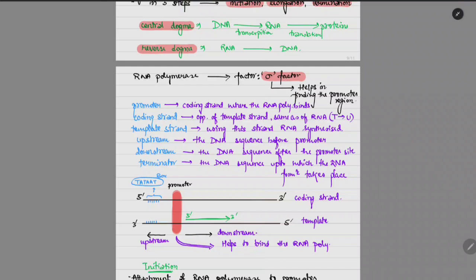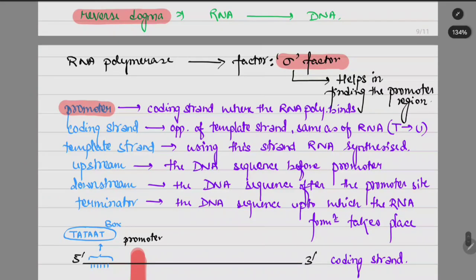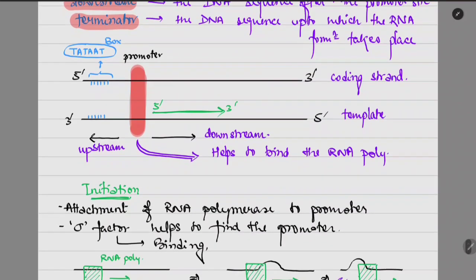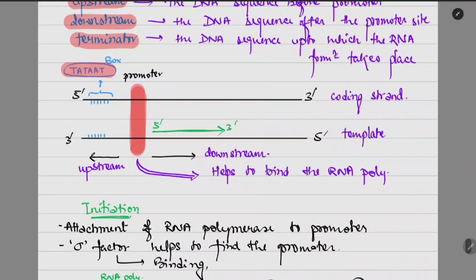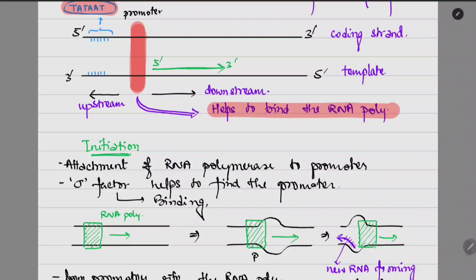Now some important points are the promoter. What is the promoter region? What is the coding strand? What is the template strand? What is upstream? What is downstream? And what is terminator? Okay. Now there is a TATA box. This helps in the proper binding of the RNA polymerase. They are generally untranslated regions, meaning untranscribed regions. They are present in the upstream part of the DNA sequence. This promoter helps in binding of RNA polymerase.